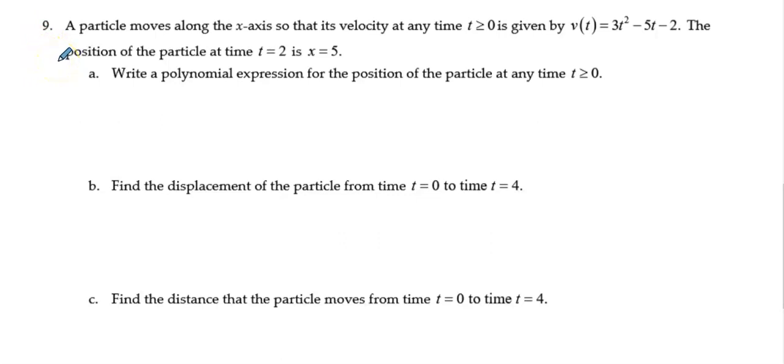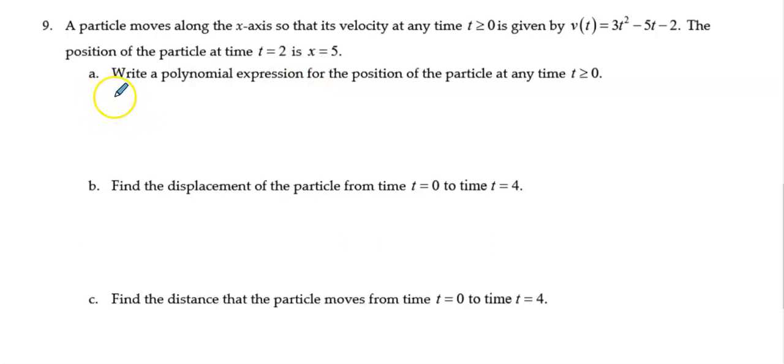It says the particle moves along the x-axis so that its velocity at any time t, where t is greater than or equal to 0, is given by that function, v of t, the quadratic. The position of the particle at time t equals 2 is x equals 5. So find a polynomial expression for the position of the particle at any time.